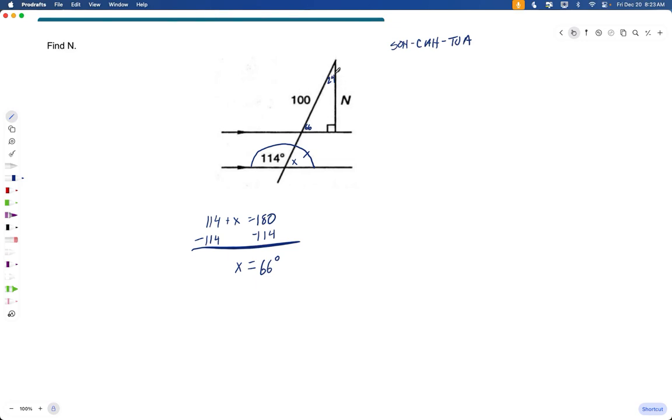So let's see which formula would do that for me. I could use 66, and I could use SO, or sine. That would be the opposite over the hypotenuse. Let's do that one. So that would be 100 times the sine of 66 degrees would be equal to n. And how I got that was I took SO, right? Sine of 66 is equal to n over 100. And then I multiplied both sides by 100, which canceled that here and put it over here.